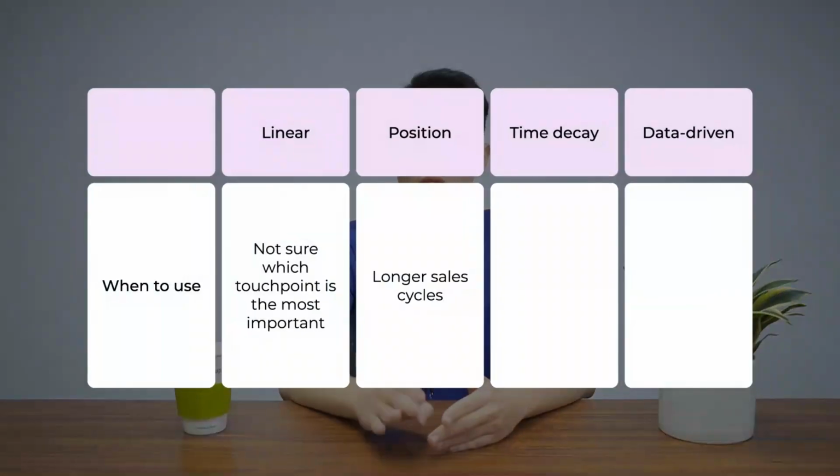What about the position-based model? The model is ideal for brands with longer sales cycles, where both the initial awareness efforts and the final efforts are equally critical. It balances the recognition of both of them while still factoring in the middle stages of the customer journey.